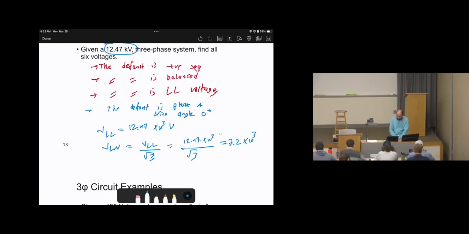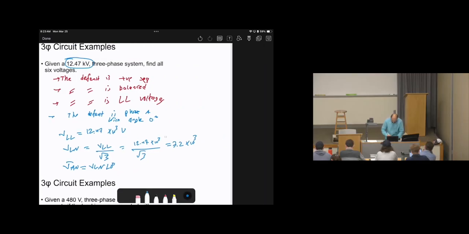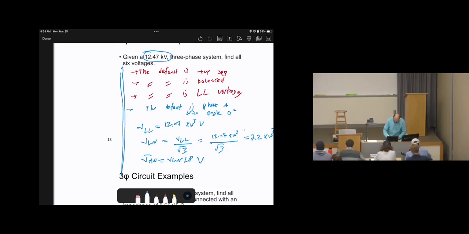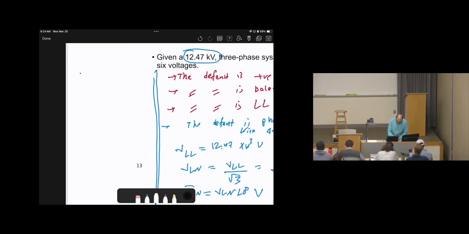The second thing, let's start with phase A. So VAN equals V line to neutral, angle 0 degrees. That's the default. I'm sorry, it's volts. Now, I'm going to write it here. I don't have space. So VAN will be 7.2 times 10 to the power 3, angle 0 degrees volts.